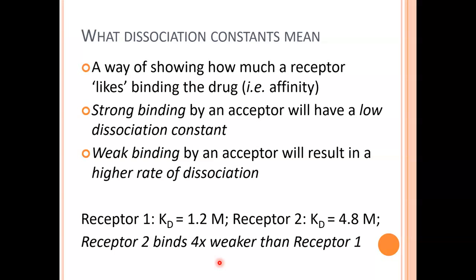If you have a weak binding event, you're going to have a very high rate of dissociation. So it's kind of like bound very weakly. Most of the time, it's just going to fall apart pretty fast.